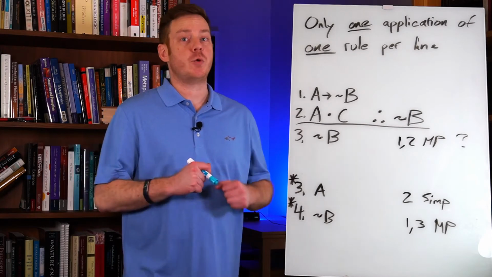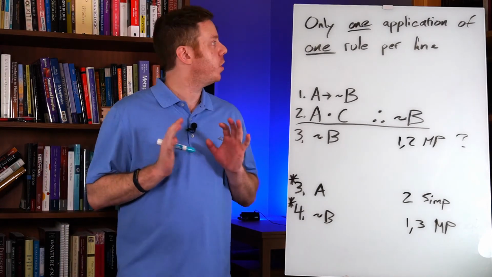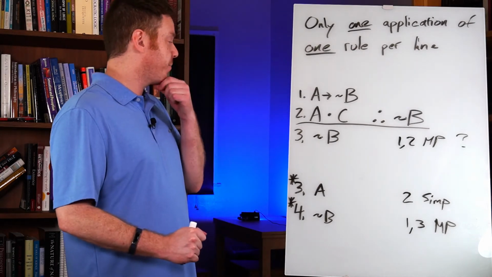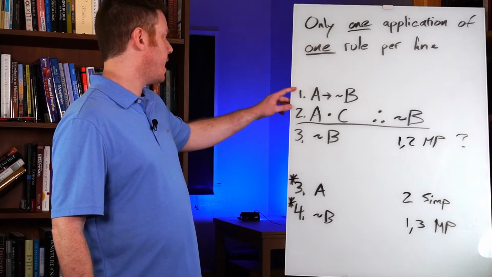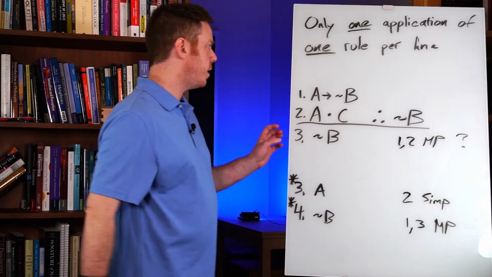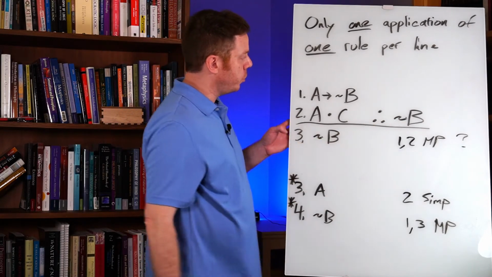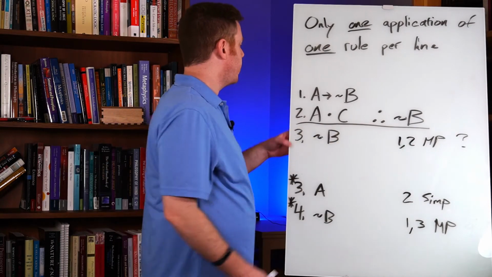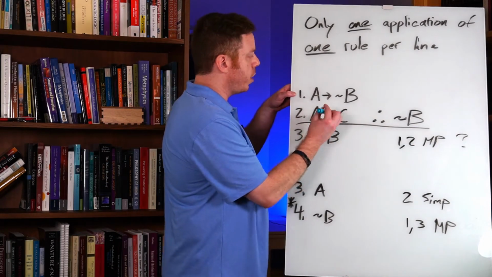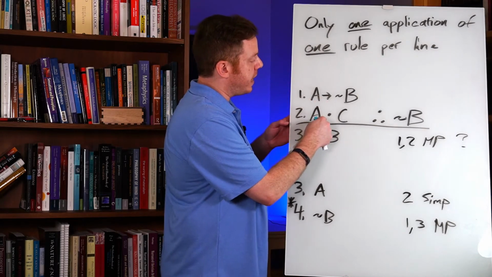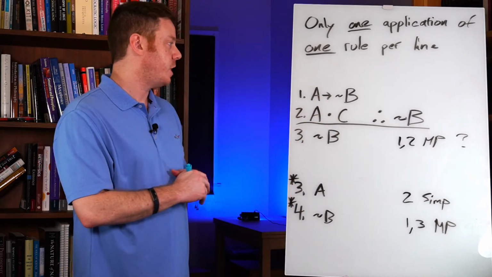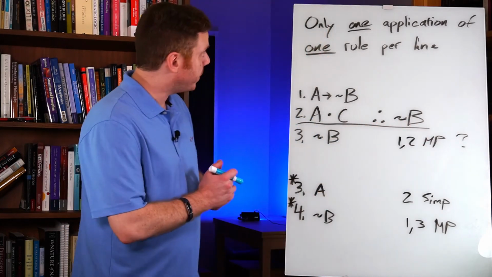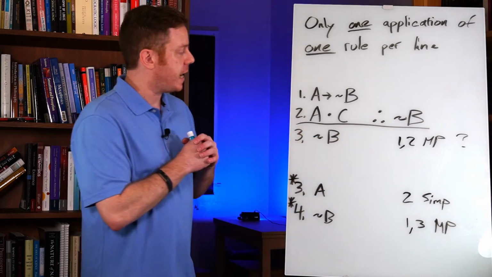The second important thing you want to be aware of is that you only want to make one application of one rule per line. Take a look at this. We have two premises and a conclusion. How did they get it? Well, they say 1 and 2 modus ponens, but for modus ponens with 1, we need A by itself. Now A's in this conjunction, and of course, if it's in a conjunction, you could just simplify. And they kind of just did it all in one step, but this is not correct.